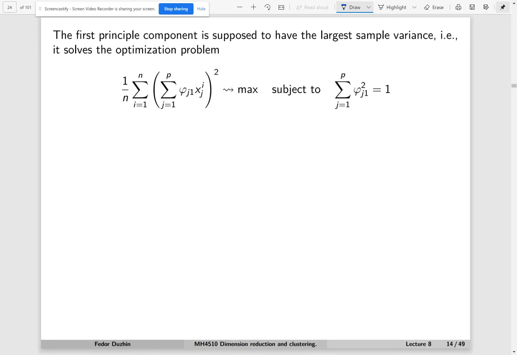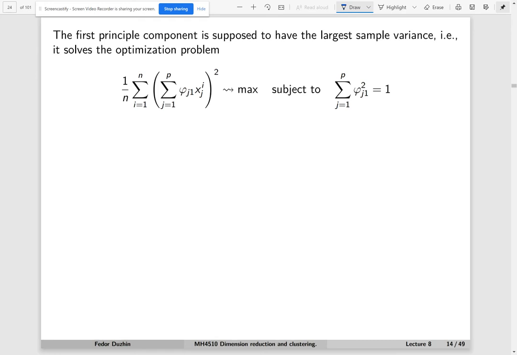Now, there is another very clever idea behind principal component analysis, and this clever idea is to require that the first principal component is going to explain as much variance in the data as possible, right? So it's going to have the largest sample variance possible. In other words, it's going to solve this optimization problem.